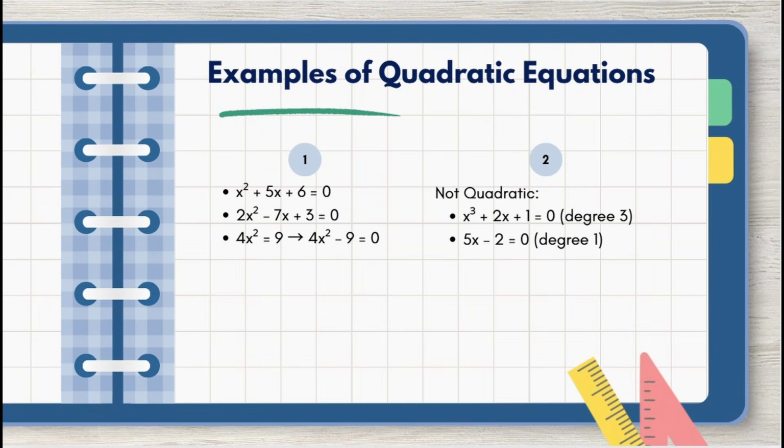For comparison, these are not quadratic equations. X cubed plus 2x plus 1 equals 0 is not quadratic because it is degree 3. 5x minus 2 equals 0 is not quadratic because it is degree 1.